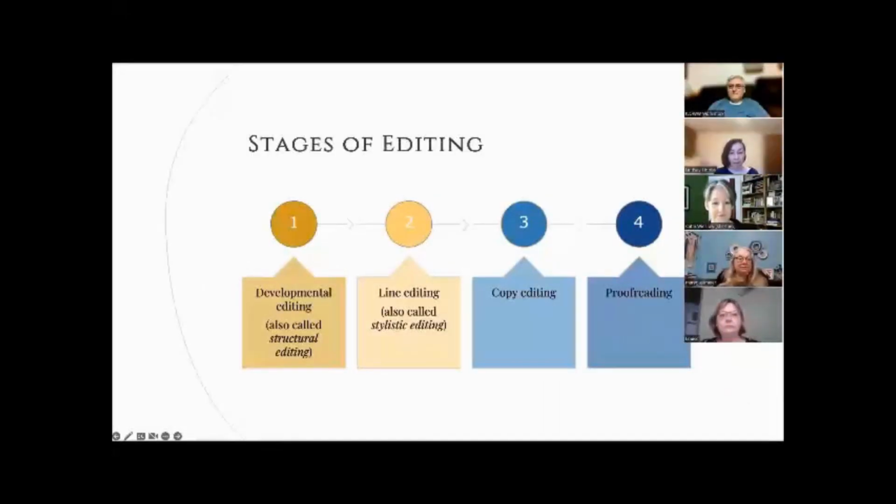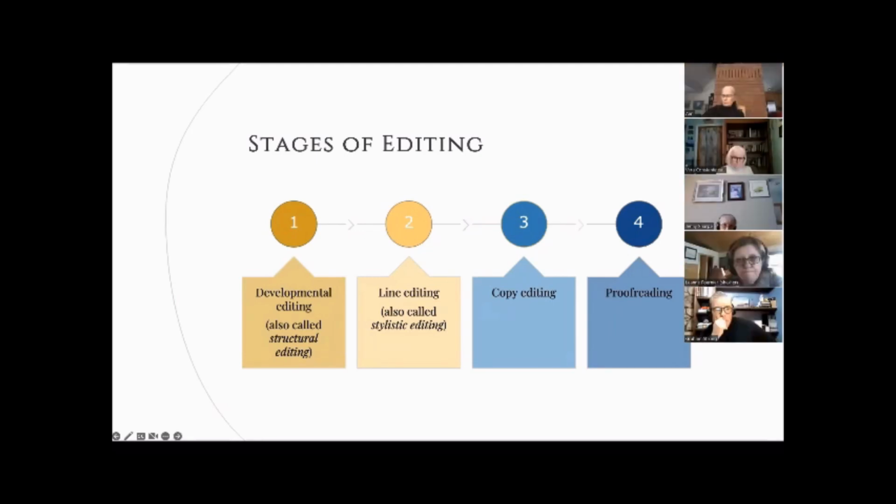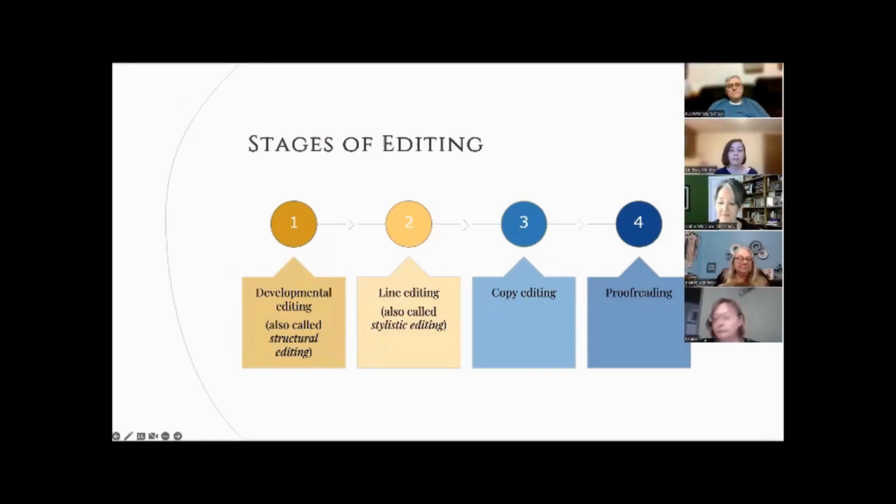The stages of editing generally go in order for a reason, which we'll see. Developmental editing is the first stage. You may also hear it called structural editing or sometimes substantive editing. And then after developmental editing comes line editing, which is sometimes also called stylistic editing, followed by copy editing. And then finally, proofreading is the final stage of the editing process.